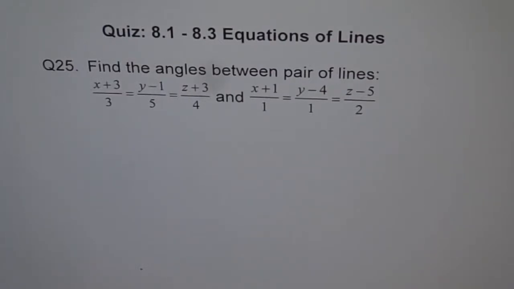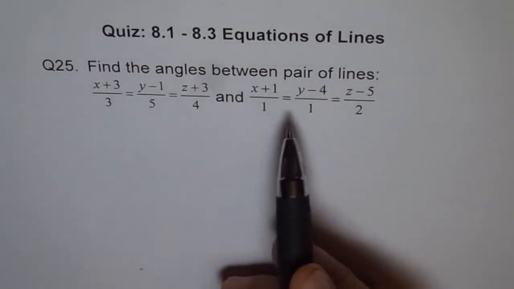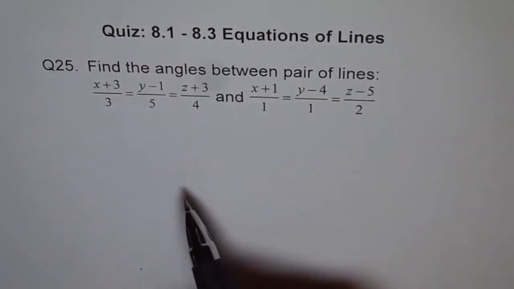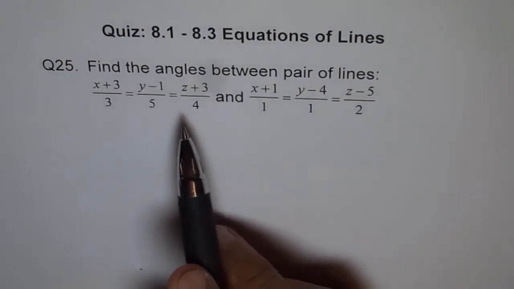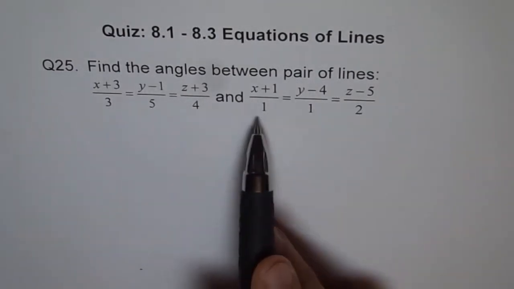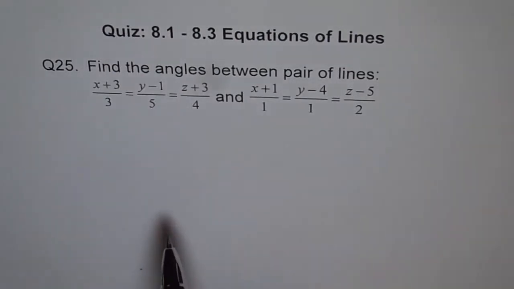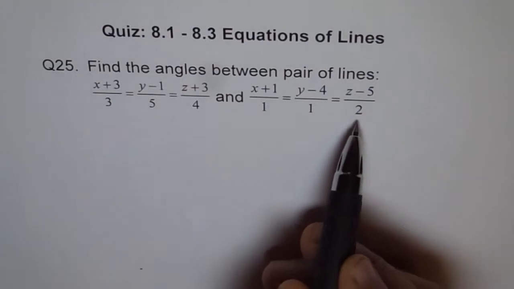Question 25. Find the angles between pair of lines. So we are given two symmetric equations, and from there we can find the angle between the lines. I'd like you to do the question and then look into my solution. To find angles between the lines, we are concerned with their direction, the vector direction. So the direction vectors of these lines are 3, 5, 4 and 1, 1, 2.